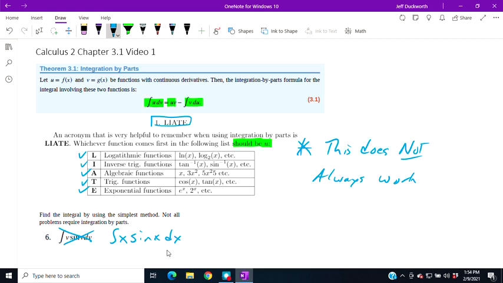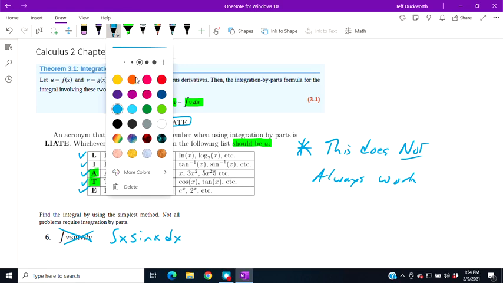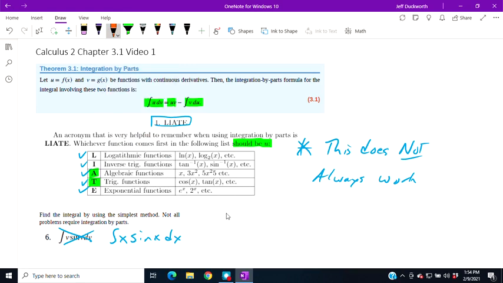Okay, so looking at this list here, we have a trig function, and we have an algebraic function. It's just x. Because A comes before T in the list, we're going to try to make our u the algebraic function. So let's do that. We're going to let u equal our algebraic function, which is just x. Now, like a normal u substitution, we're going to take the derivative of this. So we're looking for du, and that's just dx, or 1 times dx if you prefer.